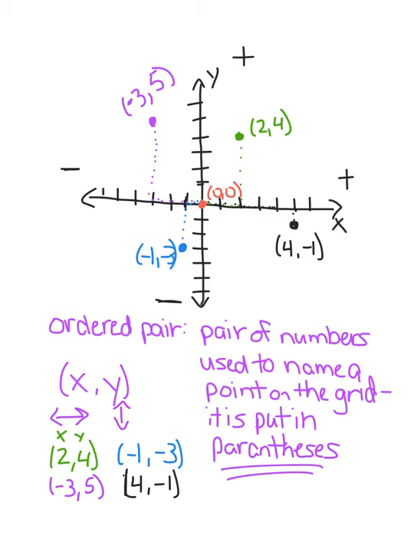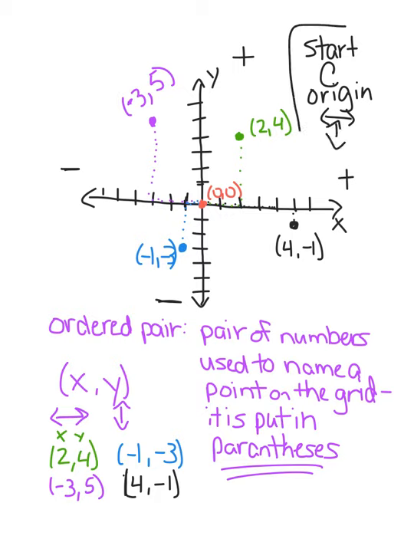So when we're plotting points, plotting ordered pairs, we start at the origin, right? Our starting place is the origin. So start at the origin and then go right or left and then go up or down, right? That is the order that we follow when we are going to plot points on the coordinate grid.